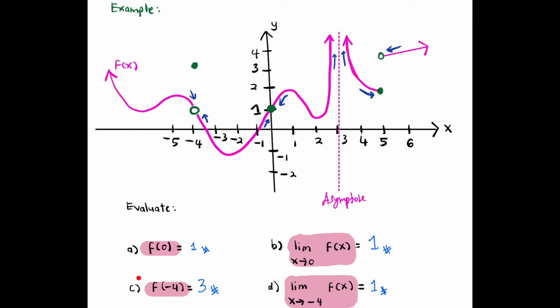Now, let's do part C. Question asks us for f(-4). So let's check f(-4). So this is the answer. f(-4) is equal to 3.